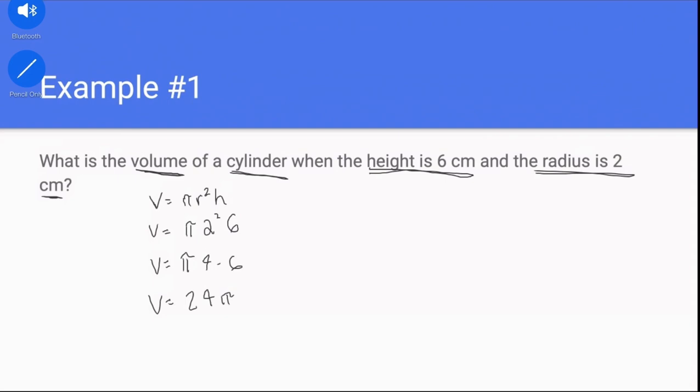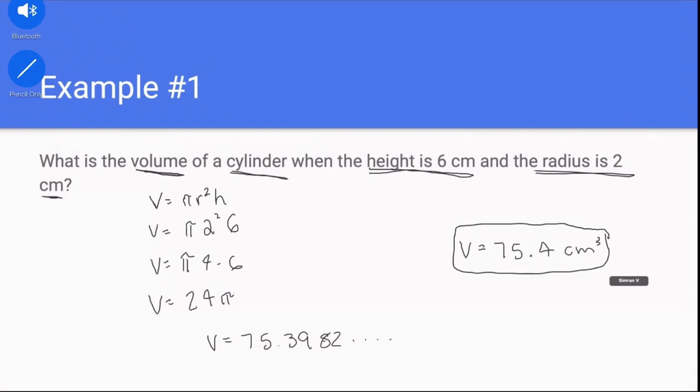So what I got for this one is V equals 75.39 3982, and then it continues. So the volume is 75.4, I'm just going to round it, centimeters cubed.